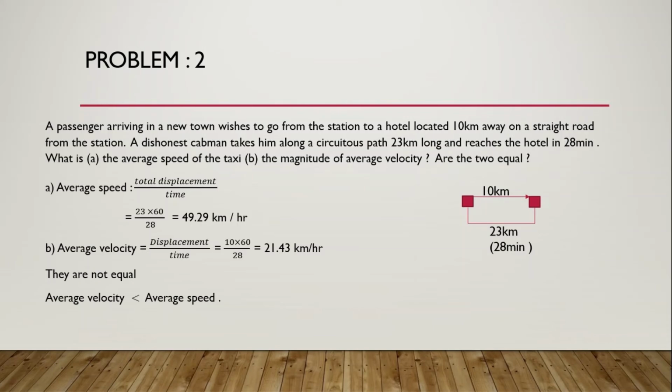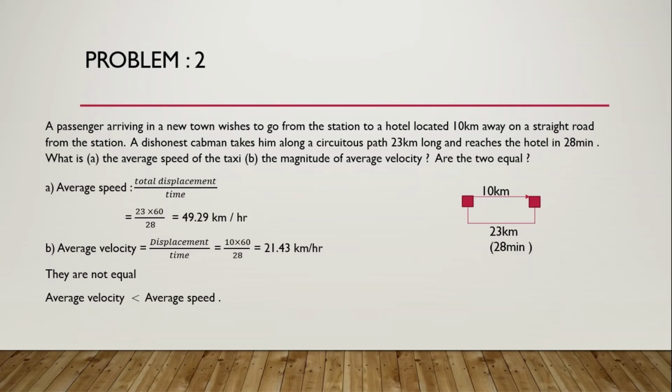So converting 28 minutes, just multiply by 60 on the above, that will become 21.43 kilometer per hour. They are not equal, right? Since they asked whether the two are equal, average speed and average velocity, no, they are not equal because the average velocity is lesser than the average speed, right? So this is the second problem.